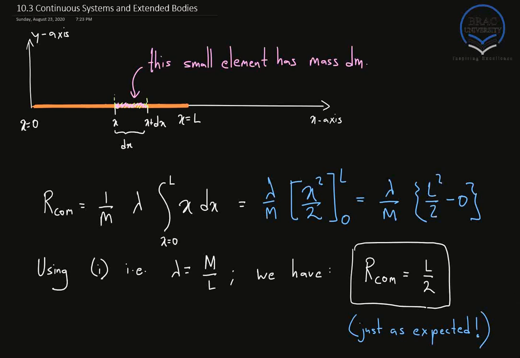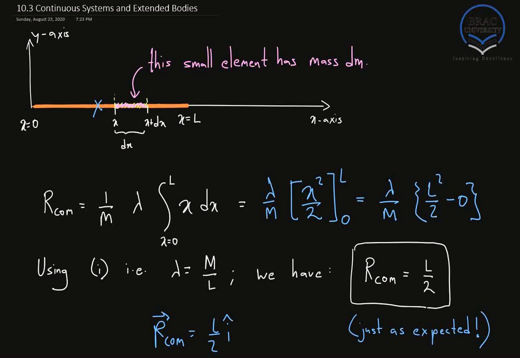And of course, if you like, you can write that as a vector, right? R_COM as a vector is just L by 2 i hat. This was just the x coordinates, for example. So you found the x coordinate, and as a vector you can write it like this. So just as expected, we found that the position of the center of mass is somewhere exactly in the middle between x equal to 0 and x equal to L, as expected.